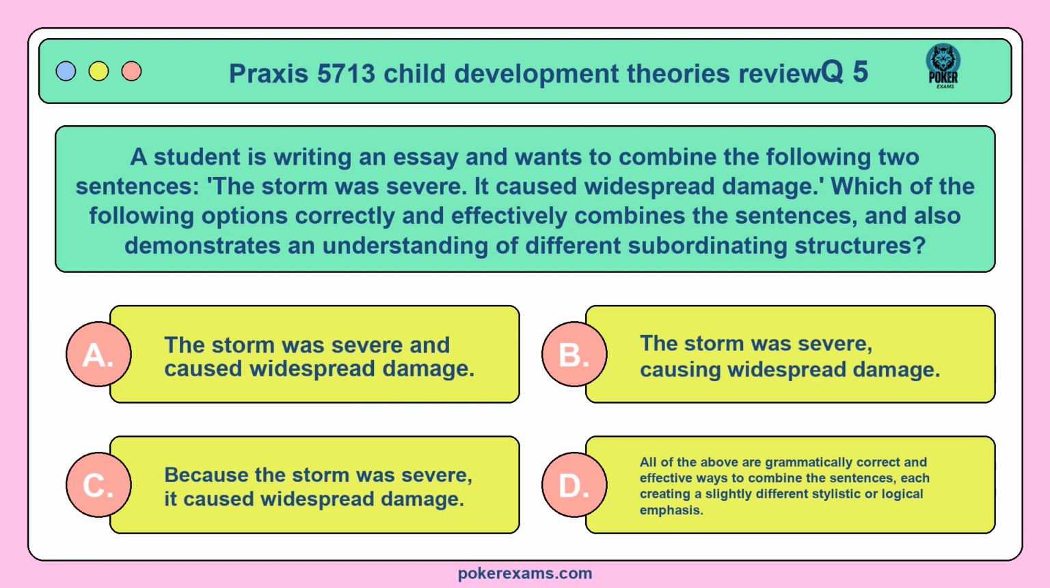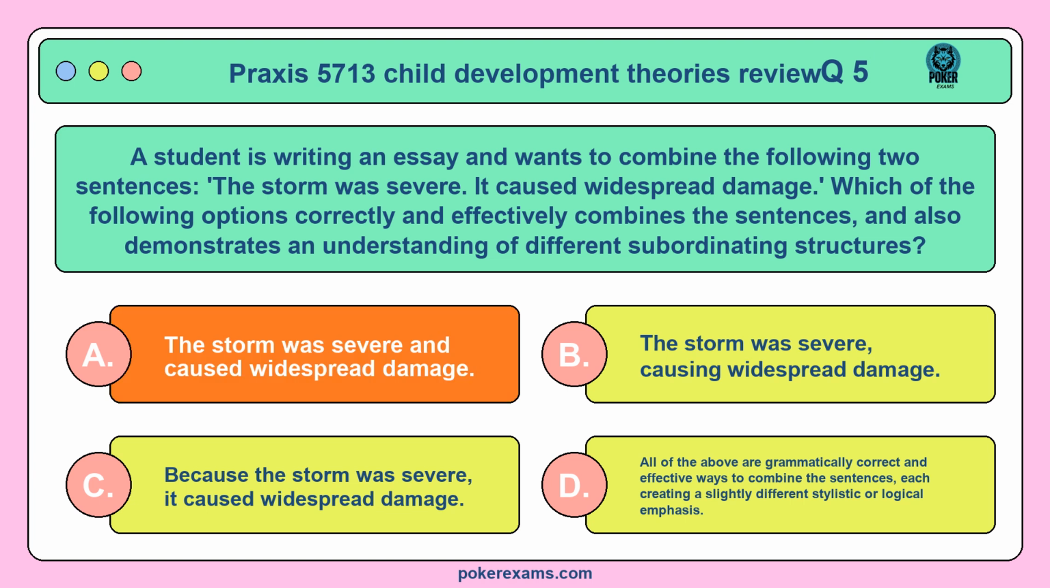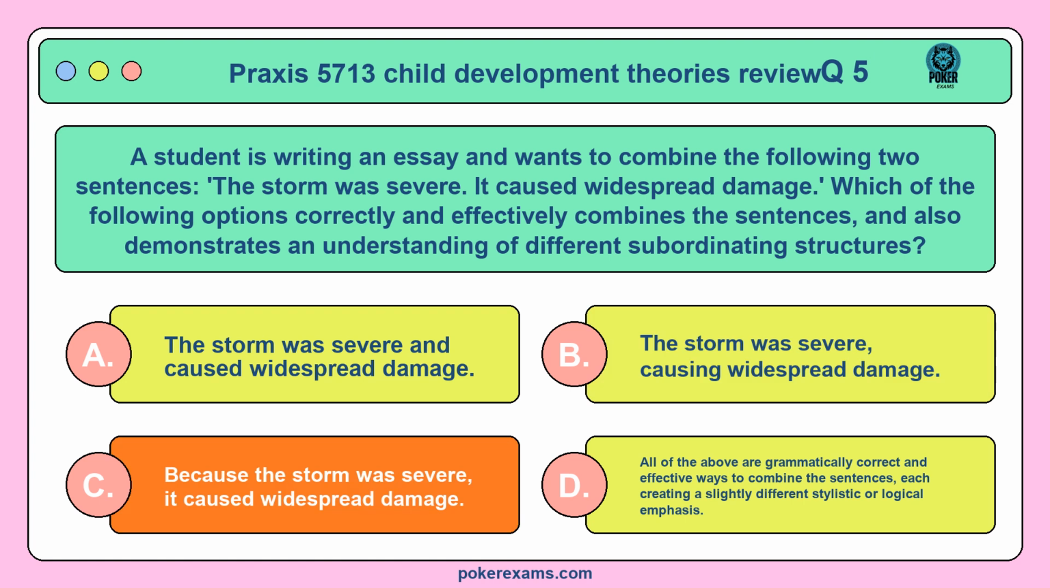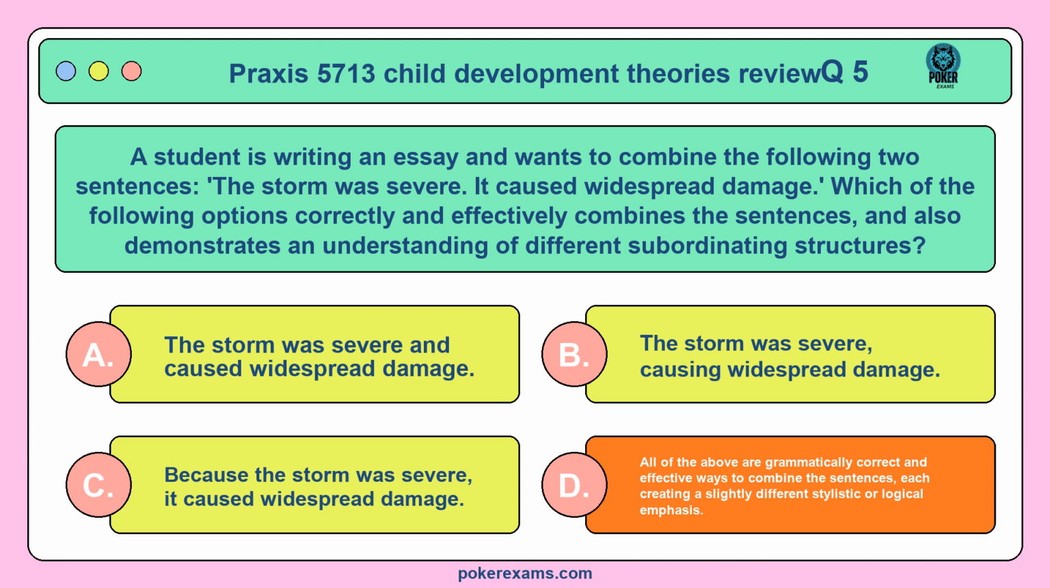Question 5. A student is writing an essay and wants to combine the following two sentences. The storm was severe. It caused widespread damage. Which of the following options correctly and effectively combines the sentences, and also demonstrates an understanding of different subordinating structures? Option A. The storm was severe and caused widespread damage. B. The storm was severe, causing widespread damage. C. Because the storm was severe, it caused widespread damage. Or D. All of the above are grammatically correct and effective ways to combine the sentences, each creating a slightly different stylistic or logical emphasis.